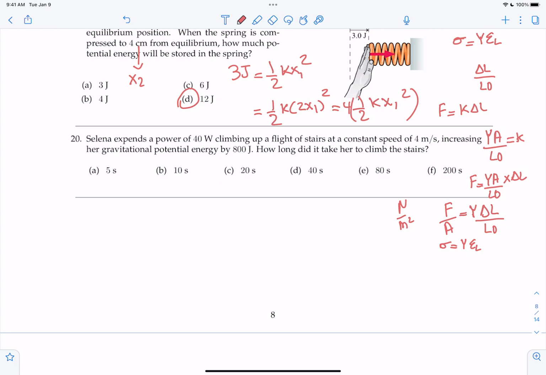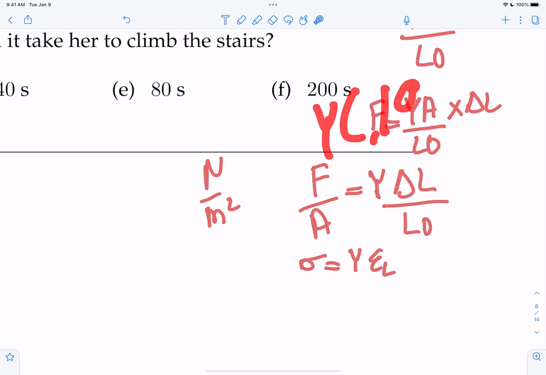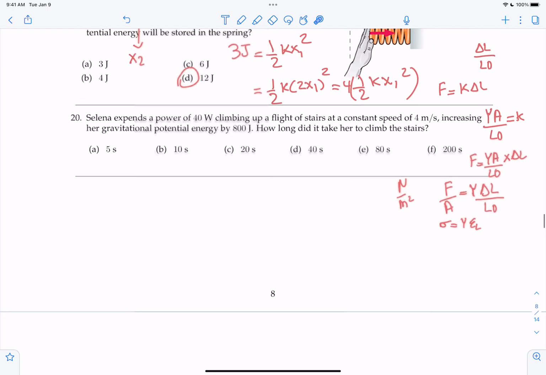Strain will have no units technically, because it's meters over meters, so they cancel out. They might ask, what's the stress if you have a strain of 19%? So 0.19 would just be this value right here. So you might say Y times 0.19 is equal to your stress, and if you have Young's modulus, you can figure out the stress like that.